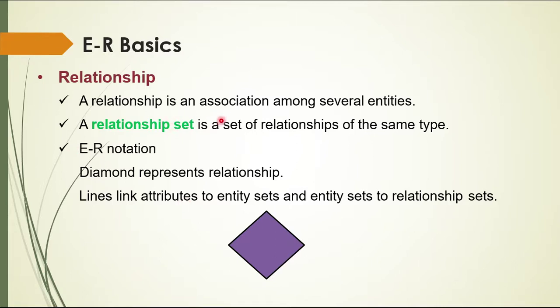A relationship is an association among several entities. We have multiple entities in an ER diagram. A relationship set is a set of relationships of the same type. In ER notation, a diamond represents a relationship. Lines link attributes to entity set and entity set to relationship set. So we have a relationship between two entities, and this relationship is represented in the diamond shape. Between entity and diamond we have a line, that is, lines link attributes to entity set and entity set to relationship set. So diamond represents the relationship.